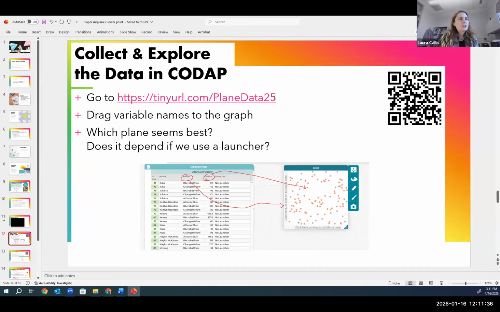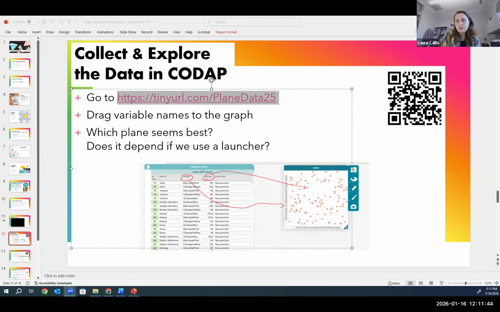So I'm going to put this link in the chat, and we're going to break up into groups just for a few minutes to sort of play with the data. So let me just label this so you know what it is. This is the data in CODAP. And I'll show you how to use CODAP, and you can also use the QR code if that's easier for you. So let me pull that up just to show you how to use it.